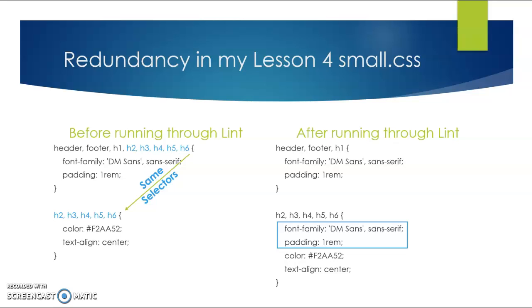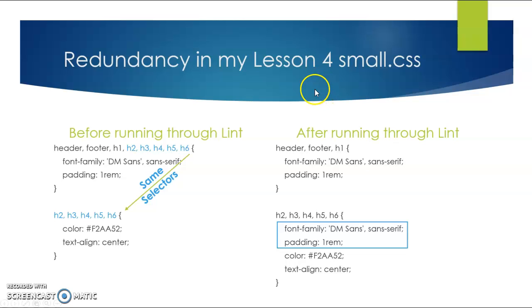Before running through Lint, I have my header, footer, and H1 through H6 with a font family and padding. But then in the next styling rule, I have H2 through H6 with a color and text align center. But because H2 through H6 are listed twice, it's not actually something we should be wanting to do.